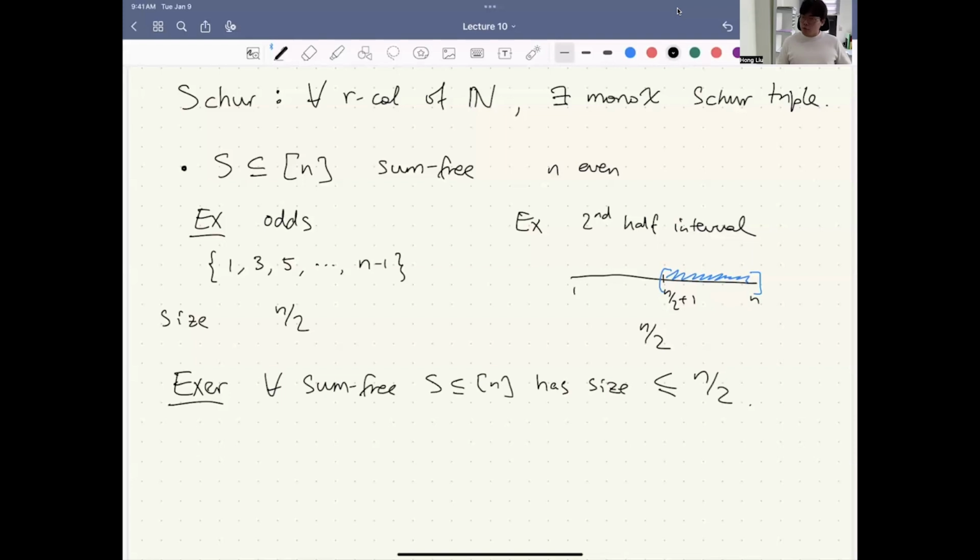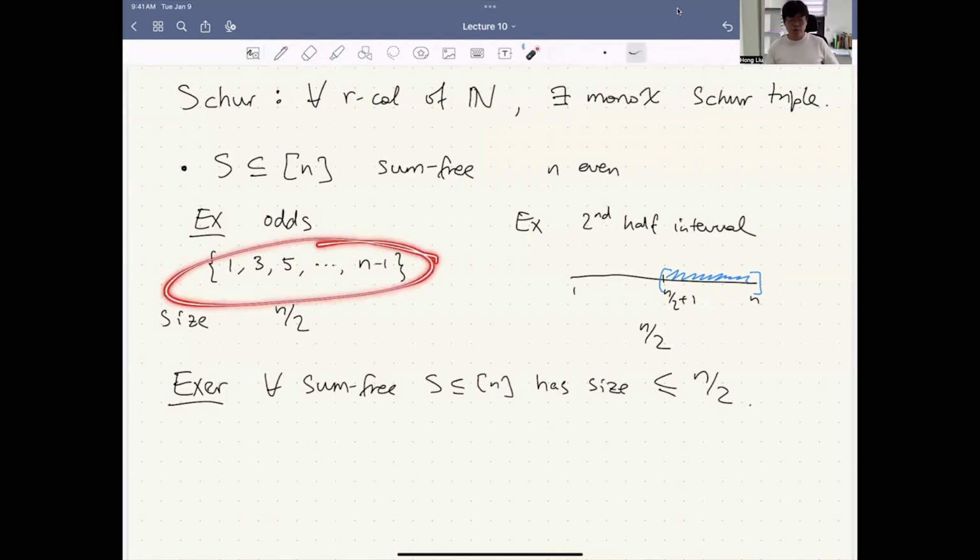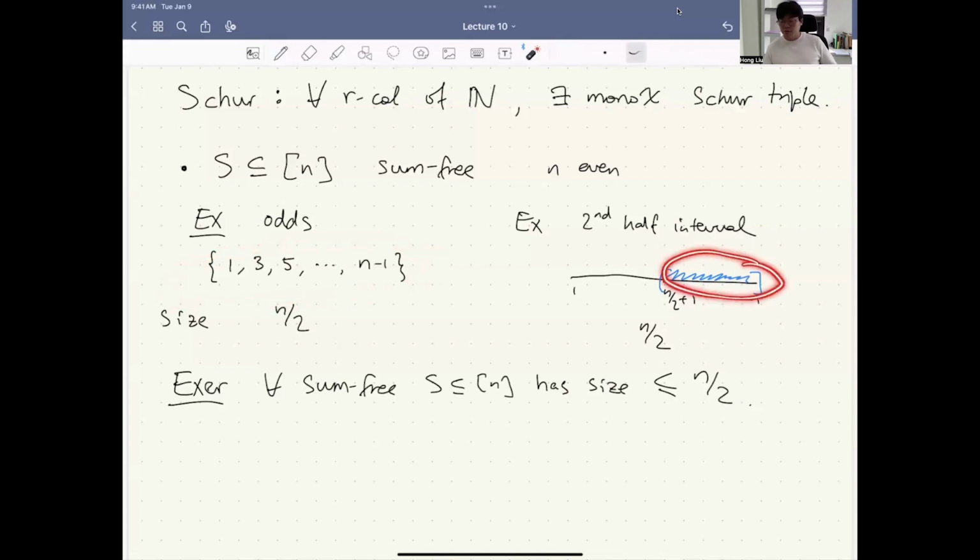Now, what are we doing? We're doing counting problems. When you see the extremal results, naturally you want to say, if we enumerate them, how many sum-free sets are there? Well, you can take all subsets of the odds, and you can take subsets of the second half interval. You'll get 2 to the n over 2 many. Turns out this trivial lower bound is optimal. It was conjectured by Cameron and Erdős, and Green and Sapozhenko independently proved that the number of sum-free sets is, up to a constant factor, 2 to the n over 2.